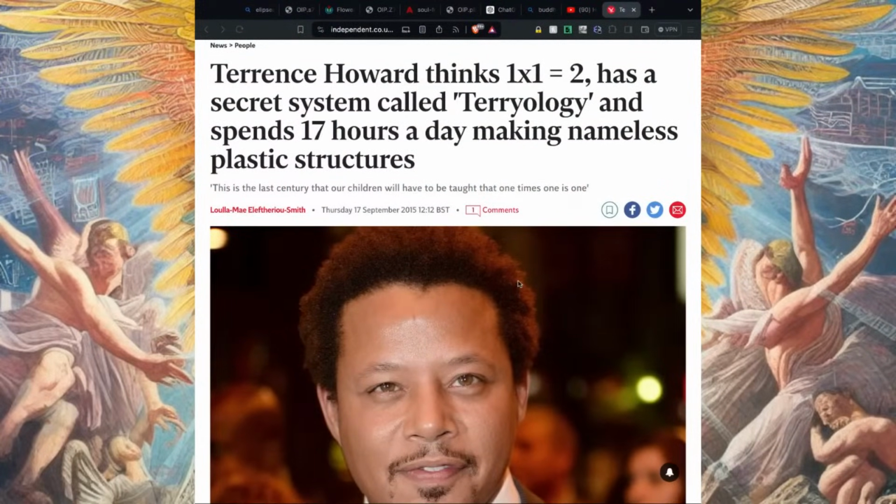I don't want to talk shit on Terrence Howard as a human. I think he's amazing. I actually only want to talk about the things he's saying.